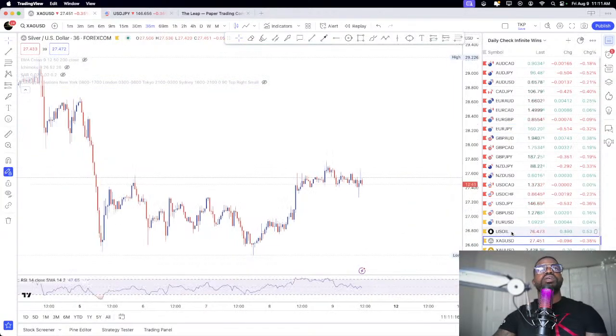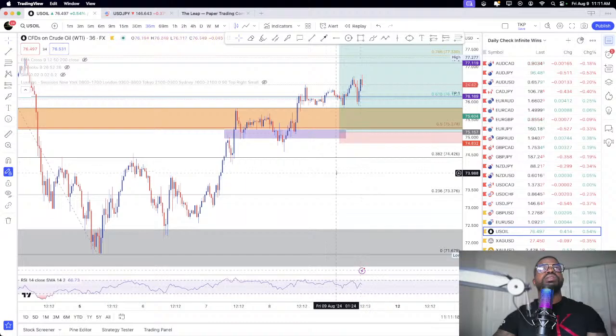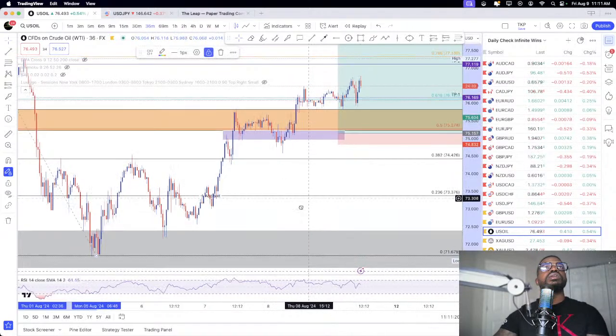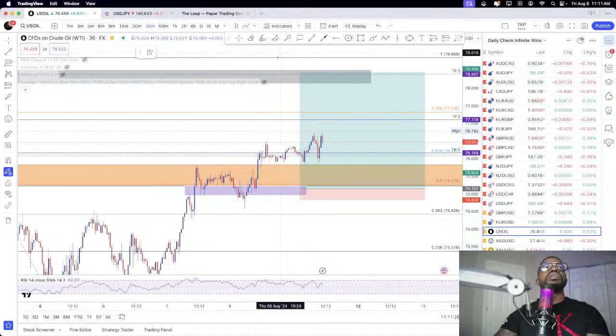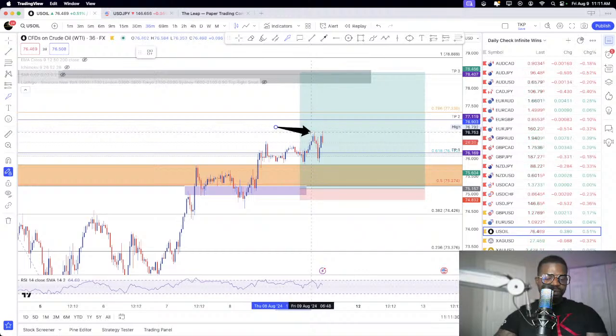We also took US oil. We got TP1 hit on US oil right now. Price looks like it wants to break this high. This is a significant level right here. We need to break this.